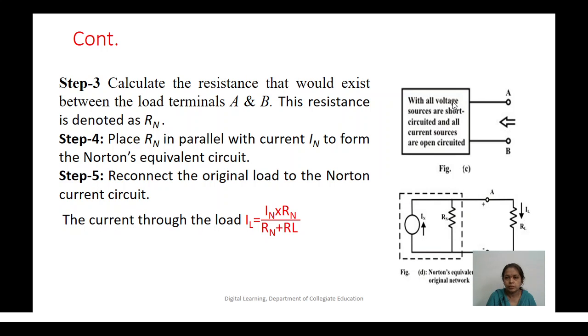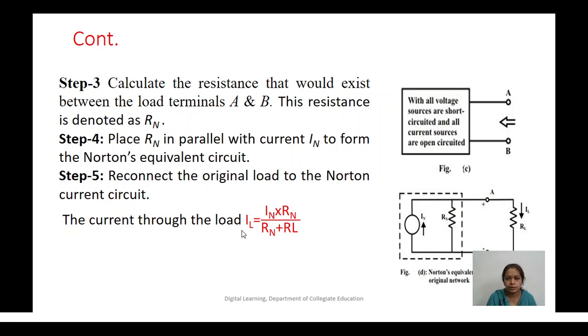Now replace the complex network by a current source of value equal to IN and a resistance in parallel with the current source of value equal to RN. So this equivalent circuit is called Norton's equivalent circuit. So instead of the complex network, we can use the simplified Norton's equivalent circuit, which is again connected back to the load. So this circuit is similar to the complex circuit. Using this simplified circuit, we can find out the load current.